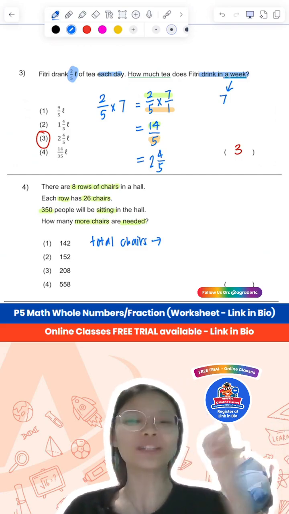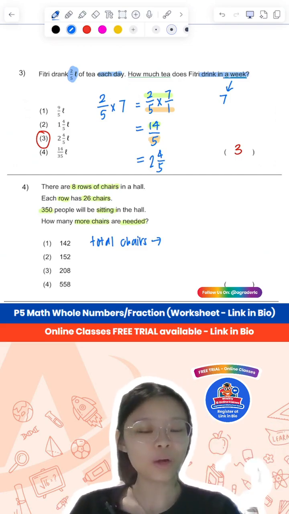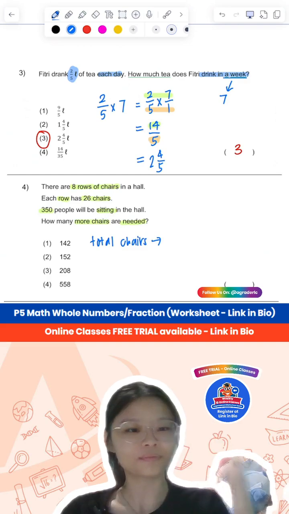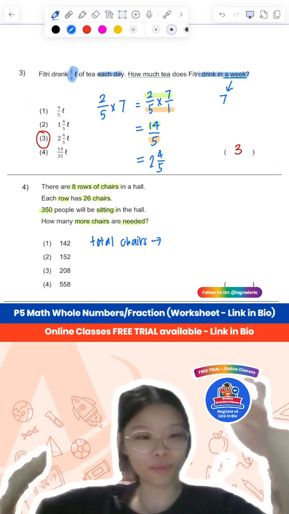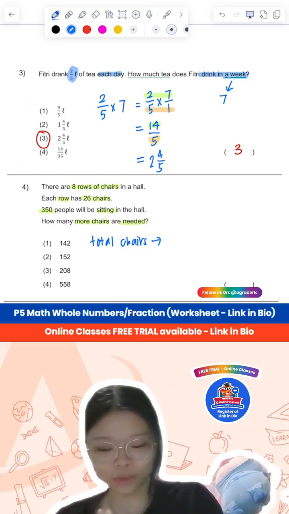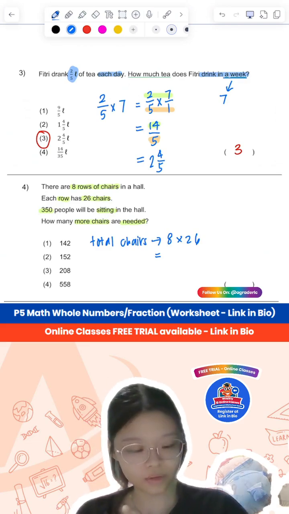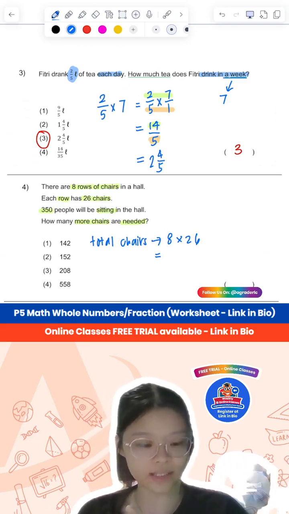Okay, how do I find the total chairs? Wow, you are using your order of operations. Very good. Your order of operations with your brackets inside. Nice. Okay, total chairs is 8 times 26. Can you all tell me what's the answer for 8 times 26?